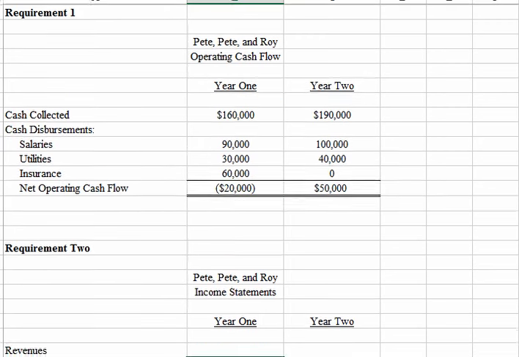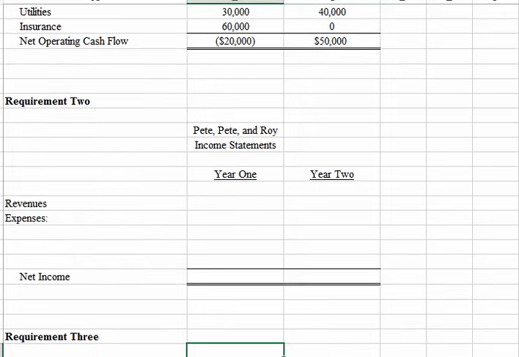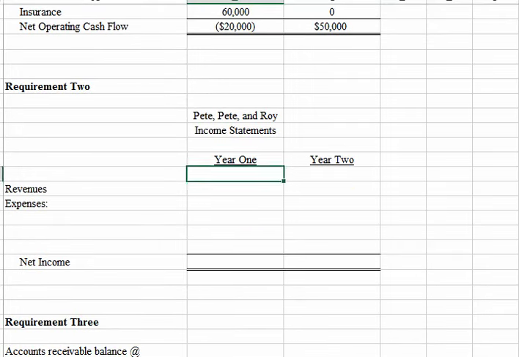Okay, now if we go to requirement 2, let's read our instructions here. Prepare an income statement for each year. It says similar to illustration 1-3 according to the accrual accounting model. Well, we don't need to look at the illustration. We know an income statement would be revenues, which is what we've earned from our customers during the year, minus expenses, which would be cost incurred to earn those revenues. We try to match the expenses in the same period as the revenues they helped us to earn.